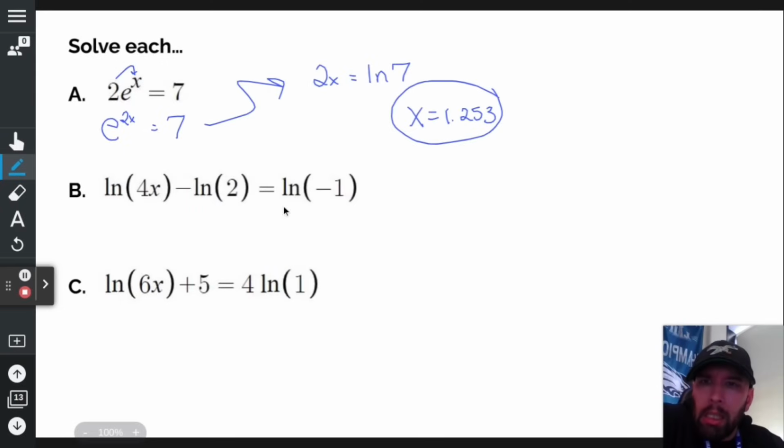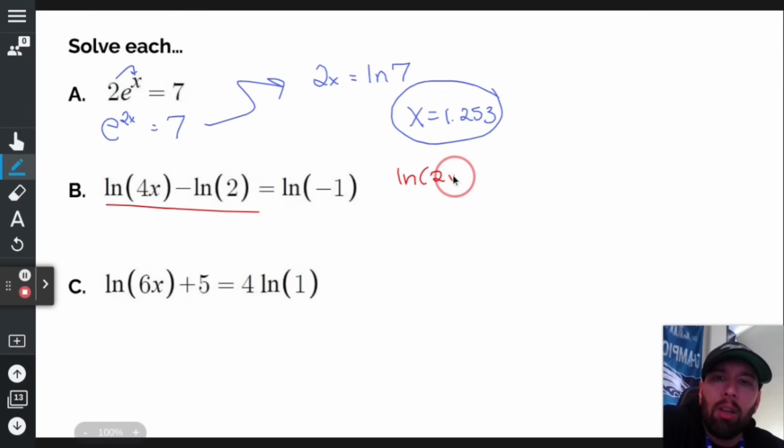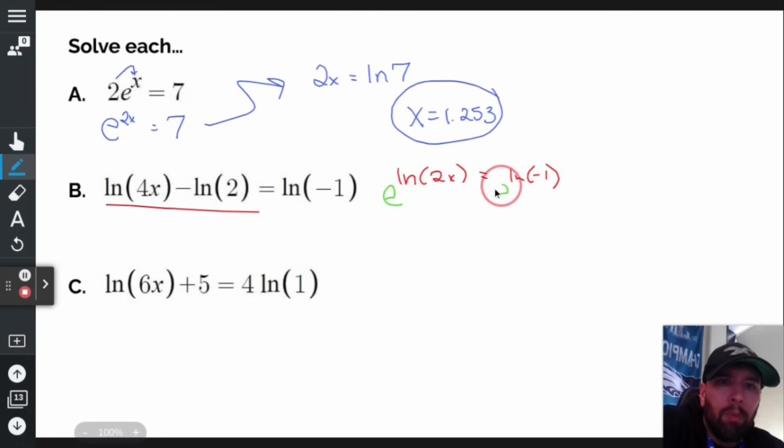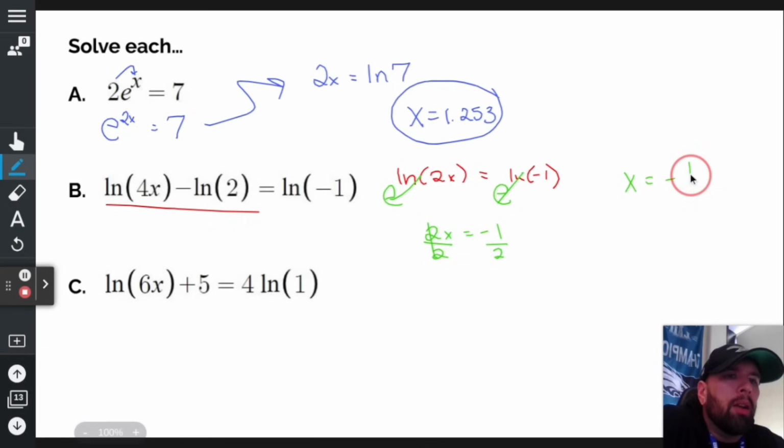All right, b. Let's combine these guys right here. Subtracting ln's means you divide the inside. So ln of 4x divided by 2 is just 2x. That equals ln of negative 1. Huh. Ln's on both sides, huh? So let's e to the both sides. That cancels out and leaves me with 2x equals negative 1. I don't think I need a calculator for this guy. Divide both sides by 2. X equals negative 1 over 2. I did it, and I did it right.